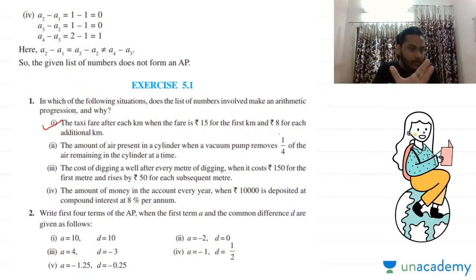and if it is, tell me the terms of the AP, and if it is not, then that's the end of it. Come on, guys, tell me. Tell me whether it's an AP or not, and if it's an AP, tell me the first four terms of this AP.